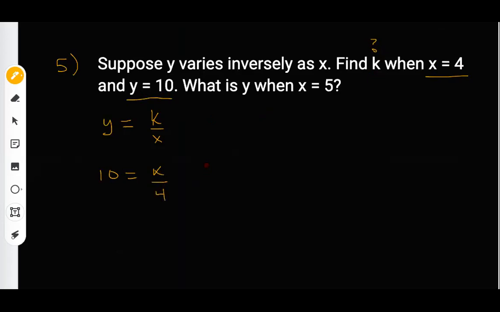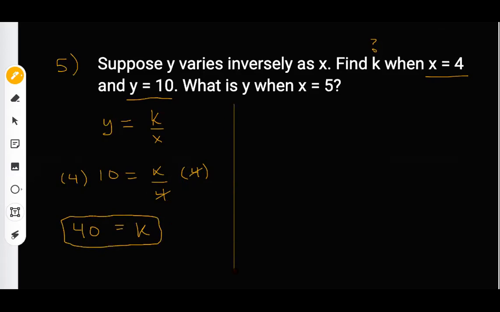So now to get k by itself, how would I do that? Well, since 4 is in the denominator, I would multiply both sides by 4. So what that's going to do is, once you multiply both sides by 4, the 4 times 10 is going to give you a 40. And on the right side, the 4s are going to cancel out, just leaving you with k. So that's your answer. So we know that k is going to be 40 for this question.